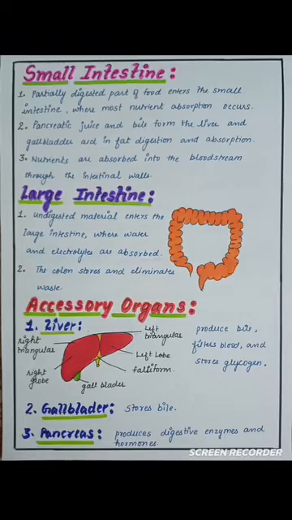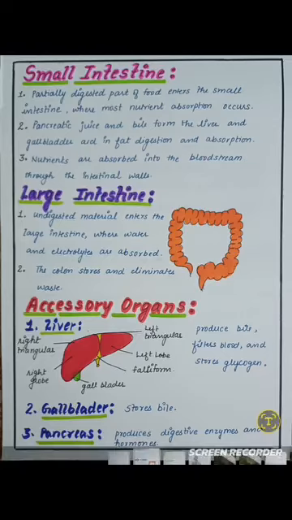The pancreatic juice and bile juice from the liver and gallbladder mix in it, and absorption happens in the small intestine. Nutrients are absorbed into the bloodstream through the intestinal walls. After the complete absorption of nutrients in the small intestine, the food next moves to the large intestine.